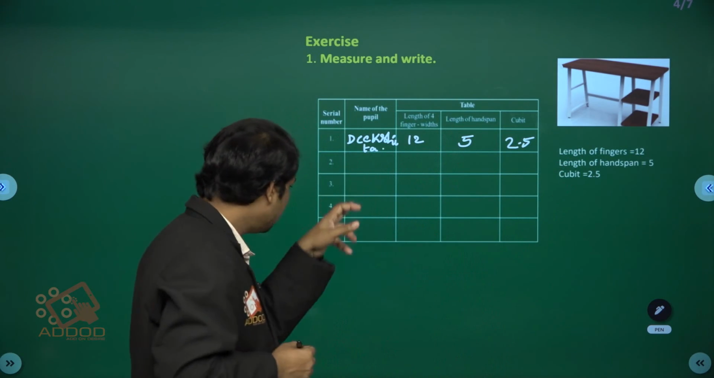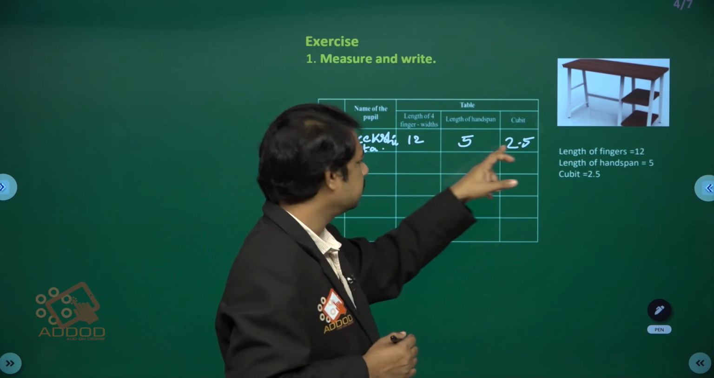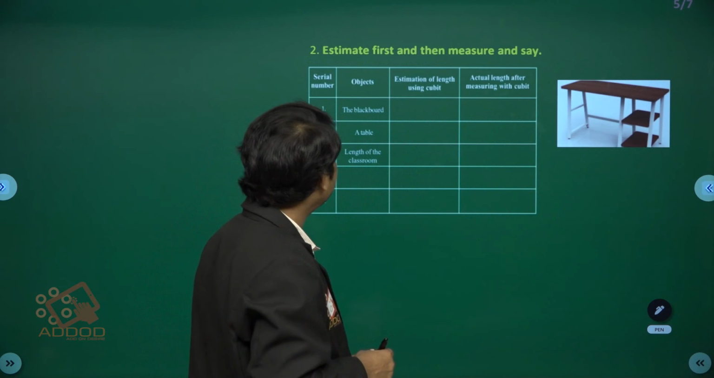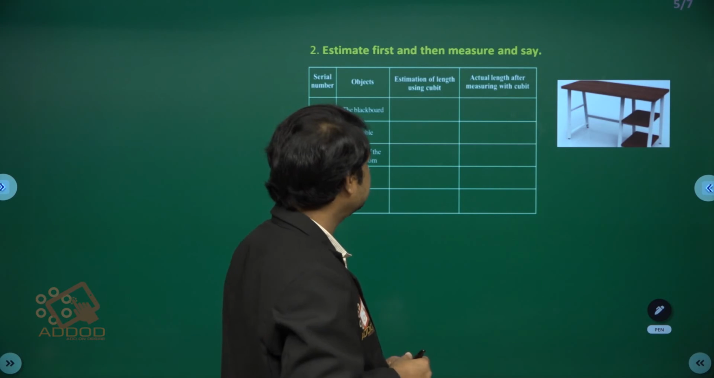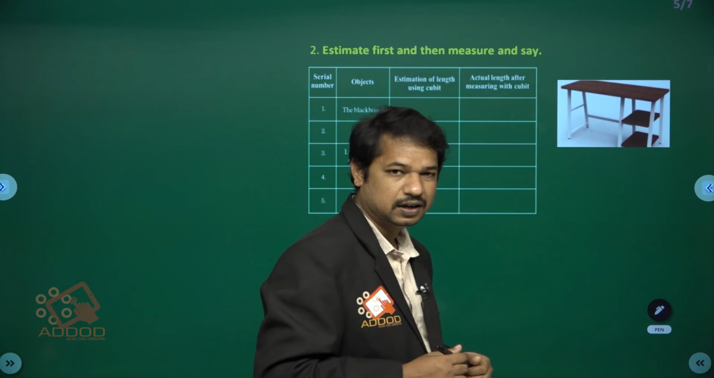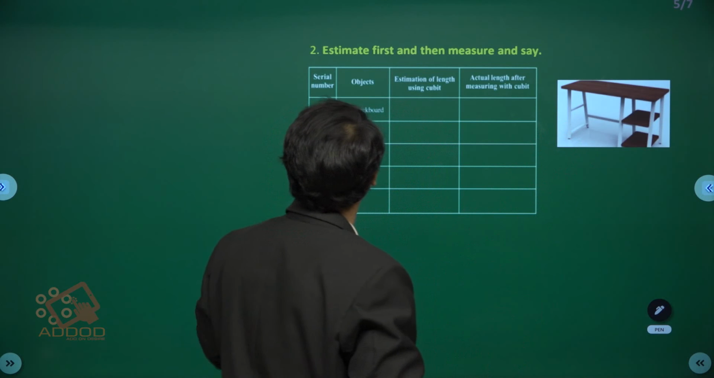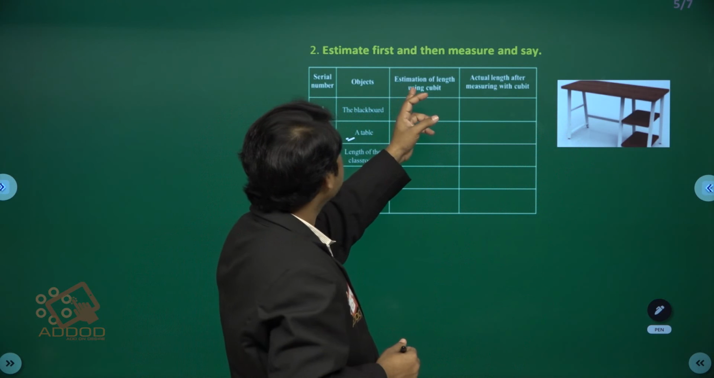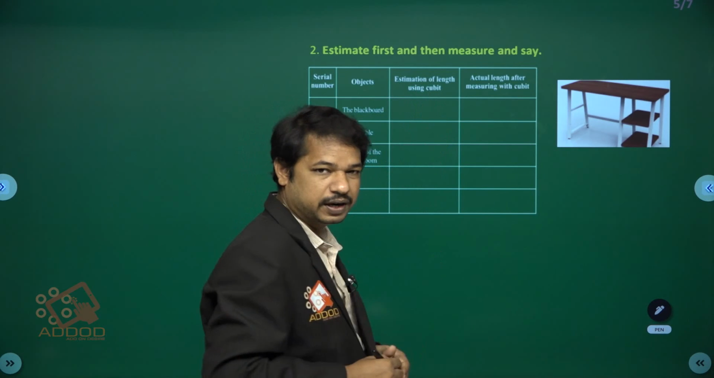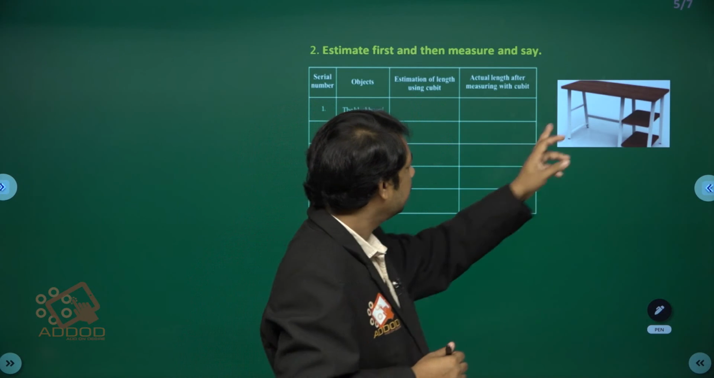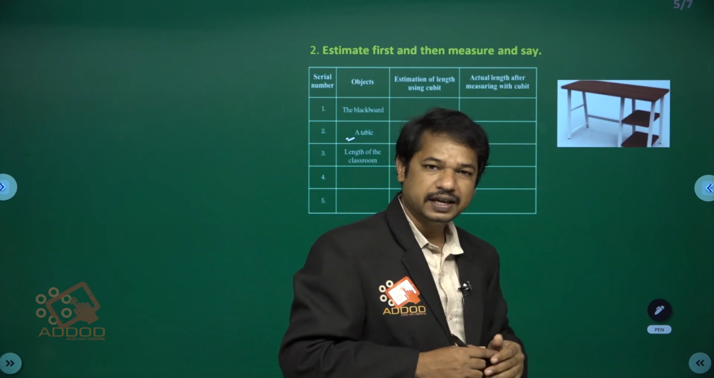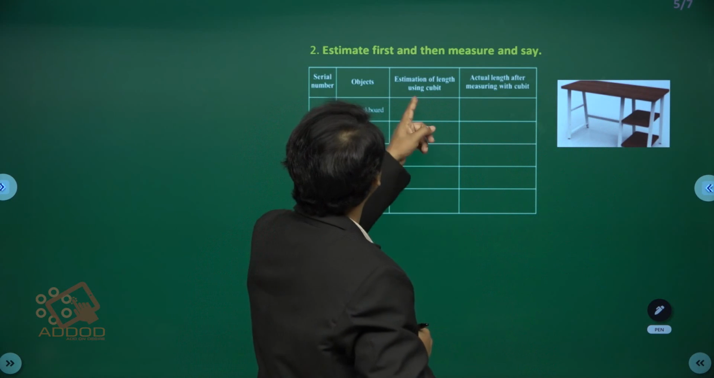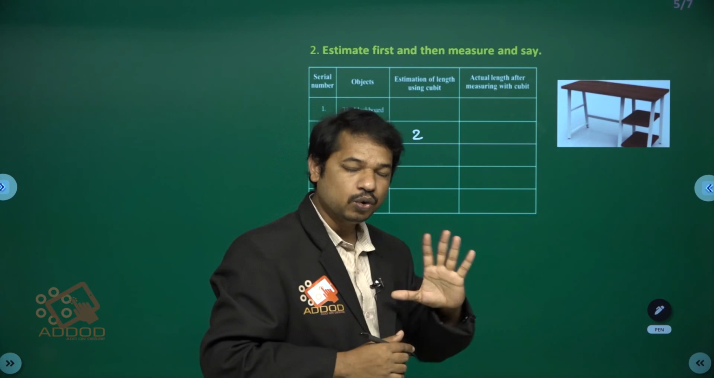Okay, similarly fill all the boxes like this. Okay, let's go to the next problem. Estimate first and then measure and say. See children, I have taken this table. Estimation of length using cubit. I estimated this table length is 2. Okay, estimating the length using 2 cubits.